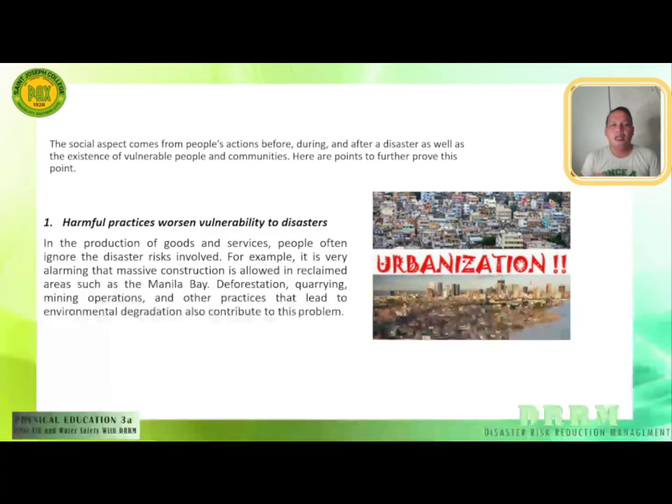Number one, harmful practices worsen vulnerability to disaster. In the production of goods and services, people often ignore the disaster risk involved. For example, it is very alarming that massive construction is allowed in reclaimed areas such as Manila Bay. Deforestation, quarrying, mining operations, and other practices that lead to environmental degradation also contribute to this problem.